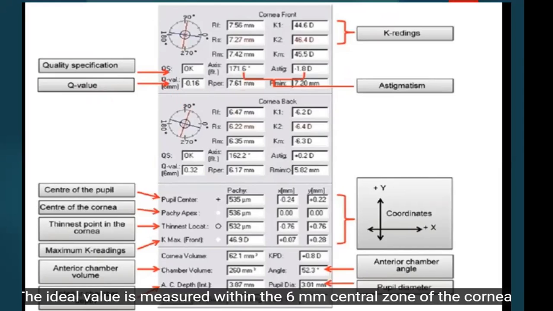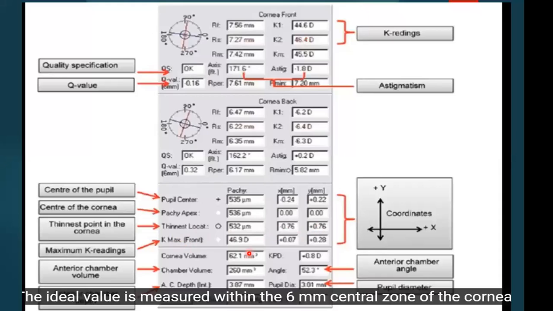Then we'll have a flat K and a steep K reading. And we'll also have the astigmatism readings. And what you can also eventually determine from these readings is how much myopic LASIK or how much hyperopic LASIK the patient might have undergone. Then it will tell you the pupil, the pachy at the center of the pupil, and it will give you the coordinates of the thinnest point also, which is another red flag sign for diagnosing keratoconus.